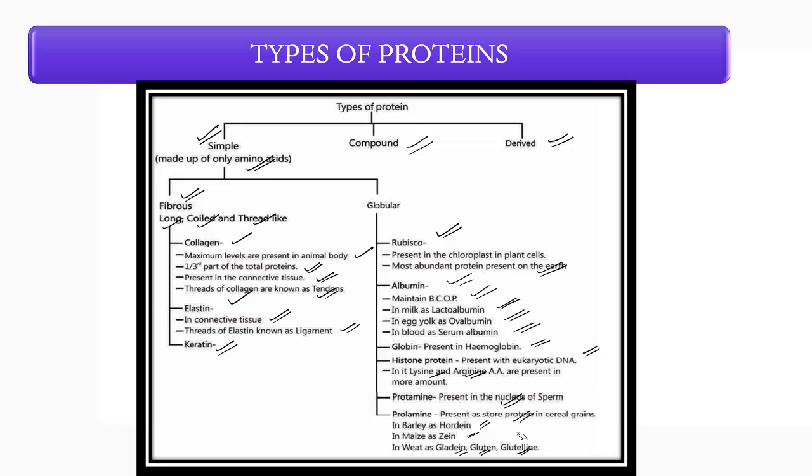Histone proteins are present with eukaryotic DNA. Lysine and arginine are majorly found in histone proteins. Globin is present as hemoglobin to transport oxygen and nutrients. Albumin maintains the blood fluid osmotic pressure: in milk as lactoalbumin, in egg as ovalbumin, and in blood as serum albumin.